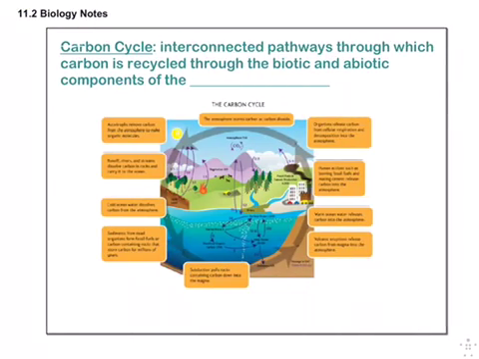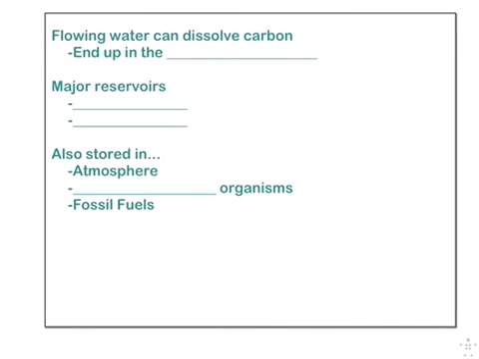Okay, so now, I lied about the color. The carbon cycle is the interconnected pathway through which carbon is recycled through biotic and abiotic components of the biosphere. So again, here is a brief diagram for you. This one's a little bit more wordy, but we'll go through it. So flowing water can dissolve carbon, and this ends up in the water, specifically the oceans.